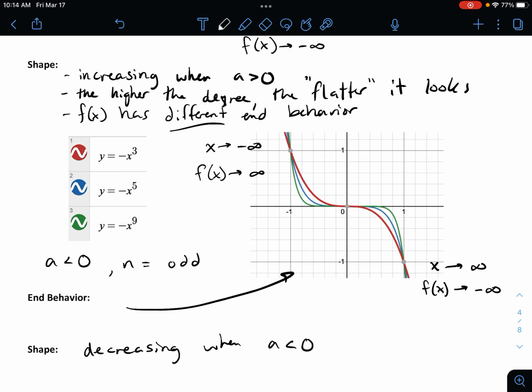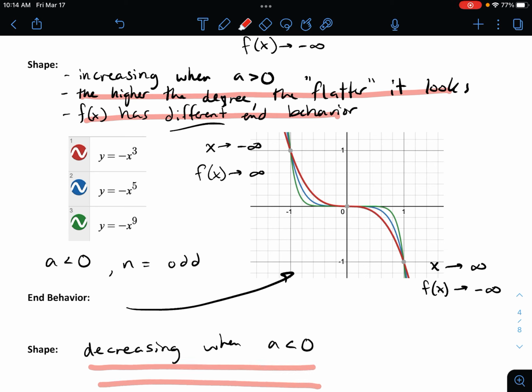And then we can actually take these two statements here, and we can bring them in right down here. So go ahead, copy paste those two statements. Those will still be true for this shape. The higher the degree, the flatter it will appear. And we know that f of x has different end behaviors because we can see that when x goes to negative infinity, my y values go up to positive infinity, but over here my x values will go down.